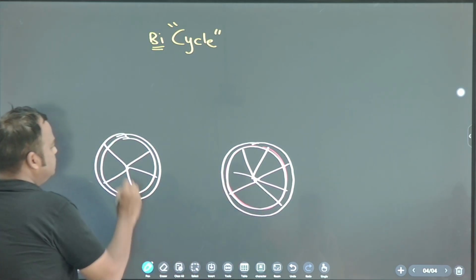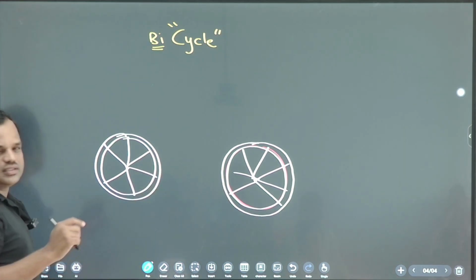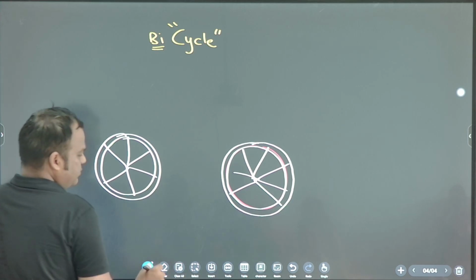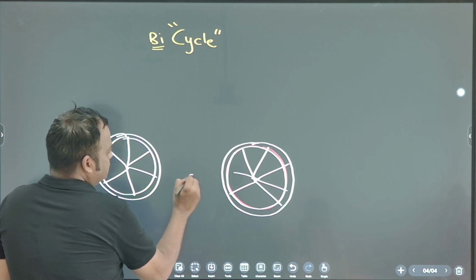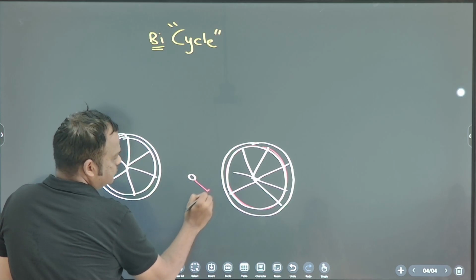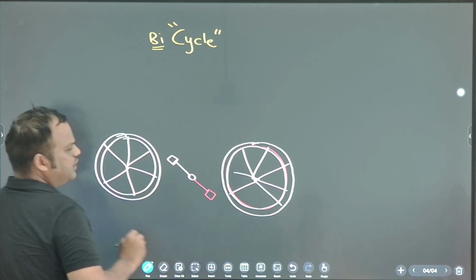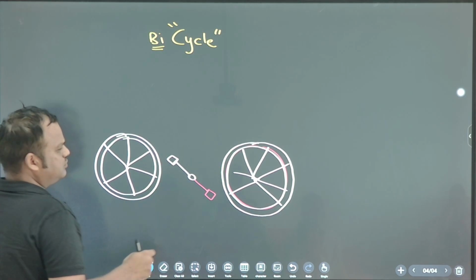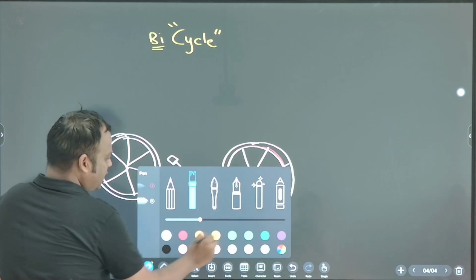Okay, fine. Now, these are two tires. Now, what else? Pedal. Okay. So, let's draw one pedal here. Okay, pedal is there. Now, what else? Can the cycle move now? Chain, very good. So, chain is needed.